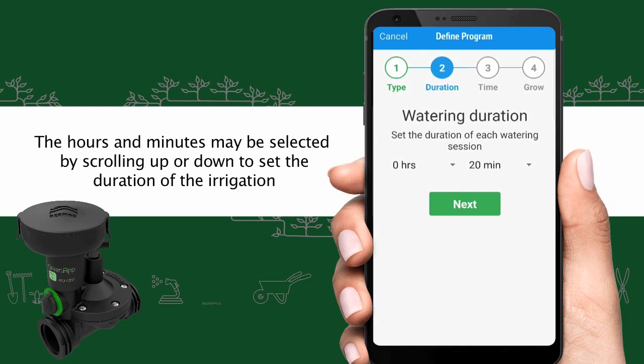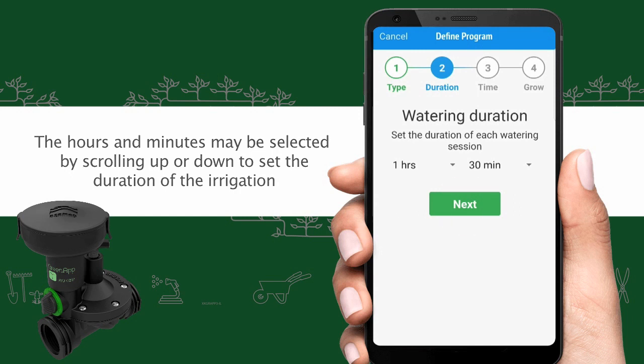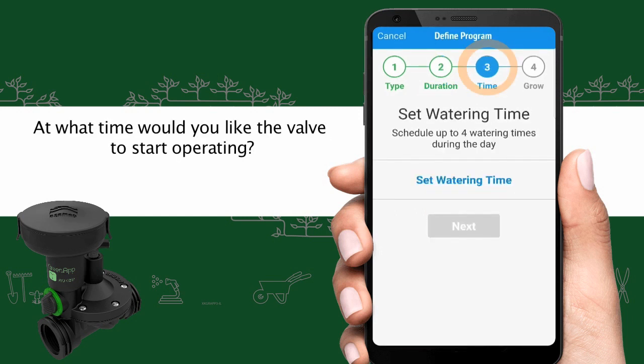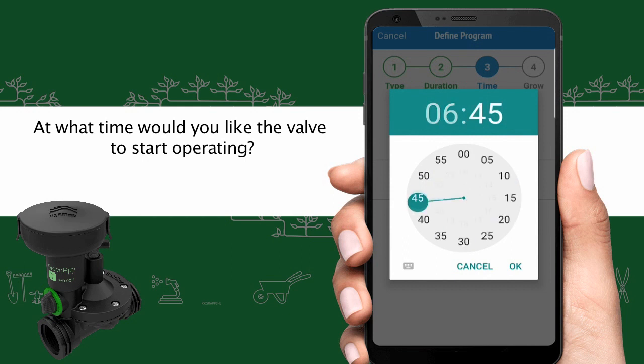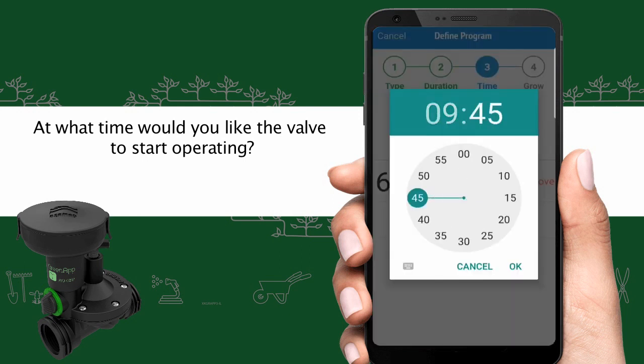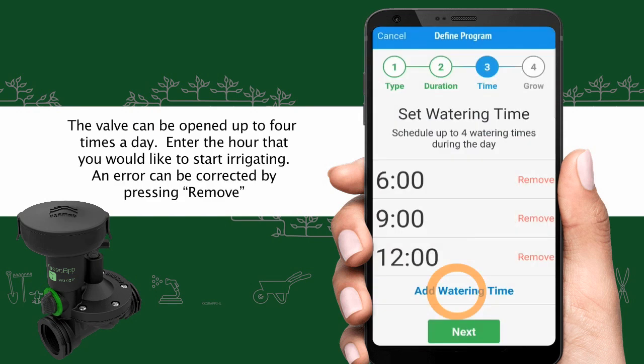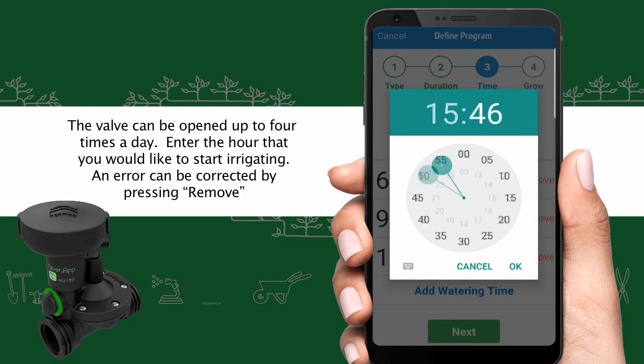The hours and minutes may be selected by scrolling up or down to set the duration of the irrigation. At what time would you like the valve to start operating? The valve can be opened up to 4 times a day. Enter the hour that you would like to start irrigating.